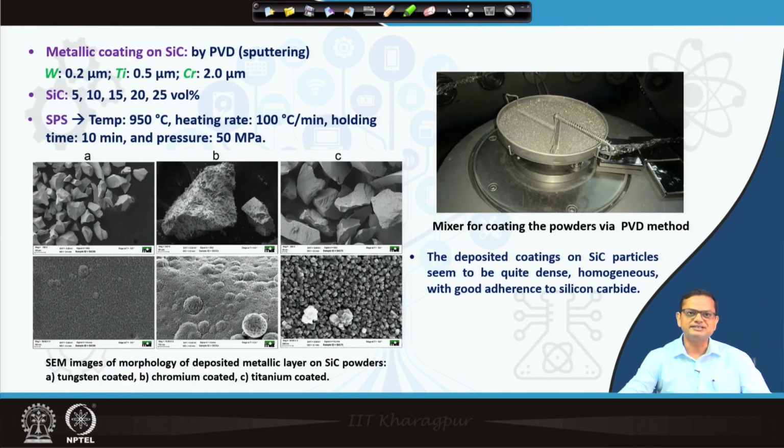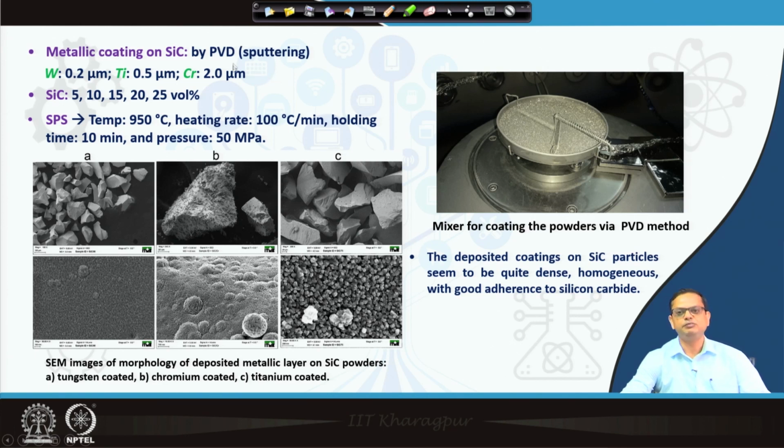So, you can see here there are three different kinds of metal coating that have been done: tungsten, titanium and chromium coating. The thickness of those coatings has been mentioned here. So, A, B and C after the coating, at high magnification, you can see three different coatings: tungsten coating, chromium coating and titanium coating. That is the morphology of the thin film shown here, and these coatings have been done by physical vapor deposition, basically by the sputtering technique.